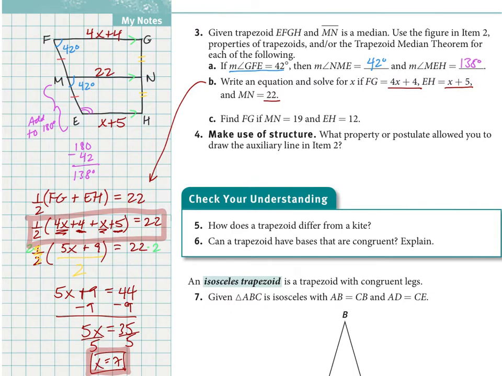So now, as a little bit of extra practice, I'm going to have you try letter C. I want you to try that one on your own. It's a little different from what we just did, but it requires you to look at the lengths of FG, MN, and EH. You're not using the same information that you just did before. So go ahead, pause the video right here, and see if you can try part C.